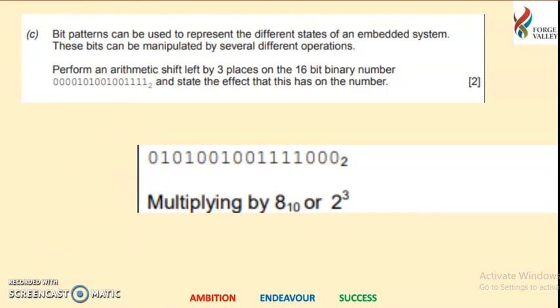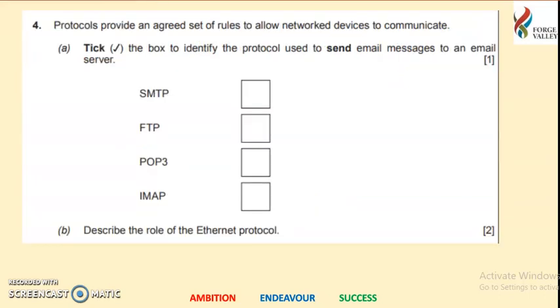For our next question, this was asking you about arithmetic shifts, something that we've not covered in lesson, and you were asked to have a little look at it as part of your revision homework, and we will look at that in an upcoming lesson. If at any time this goes too fast, you can always pause the video and go back.